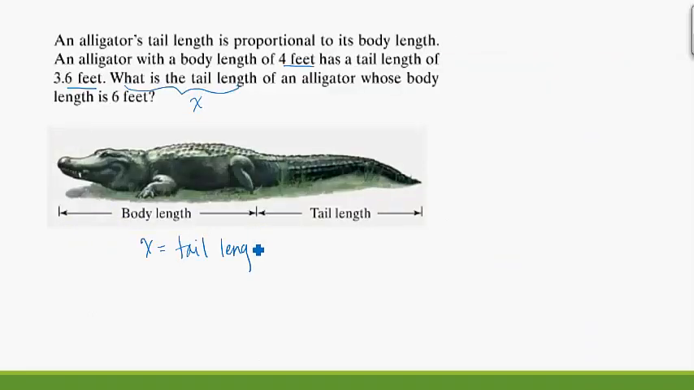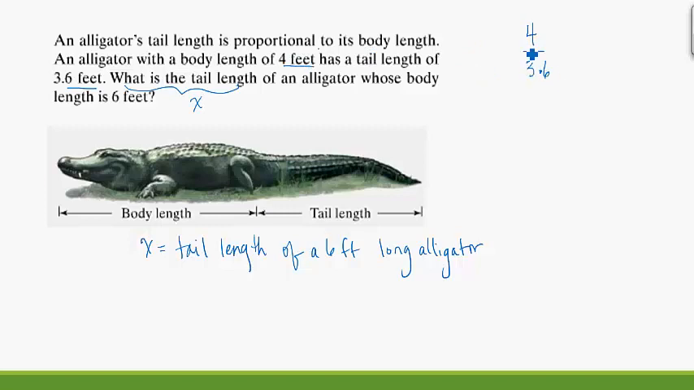Tail length, NGTH, of a 6 foot long alligator. So we're told these are proportional, so we can set up our proportion and we can make a relationship. So an alligator with a body length of 4 feet has a tail length of 3.6 feet.